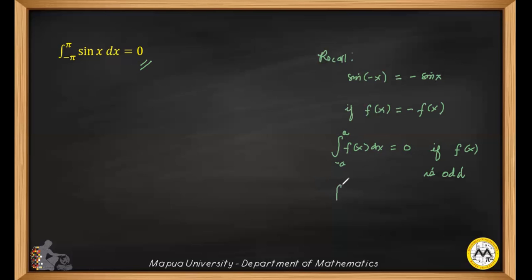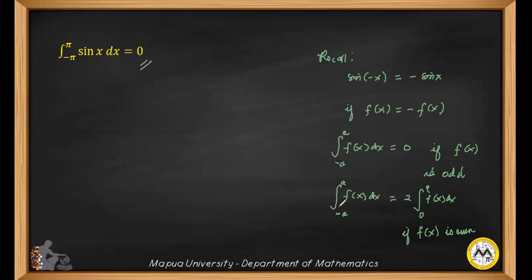So let me write the other theorem. The integral of f of x dx from negative a to a is equal to twice the integral of f of x dx from 0 to a, that is, if f of x is even.